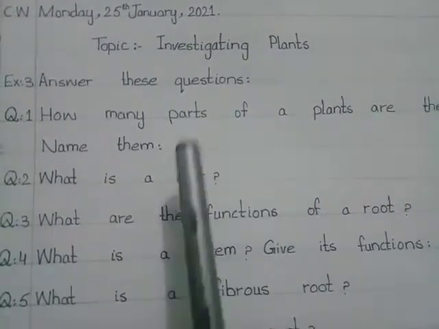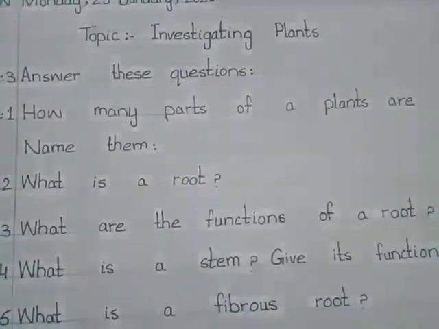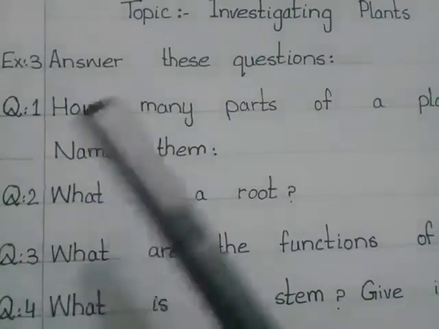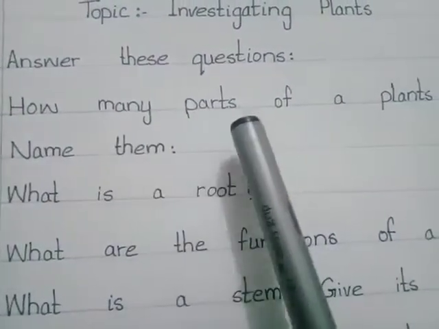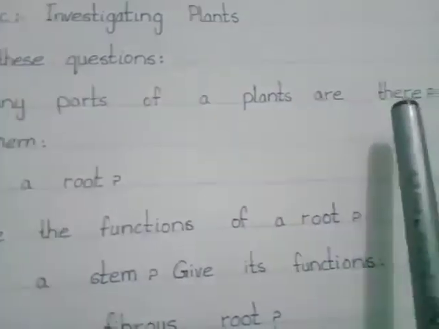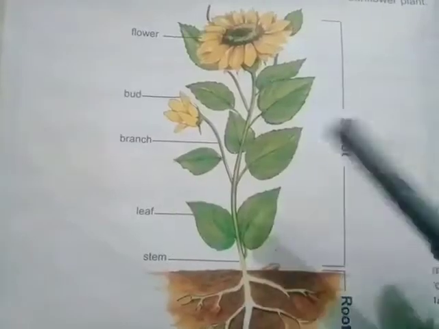Today we will revise the question answers of chapter number 3, Investigating Plants. Exercise number 3: answer these questions. The first question is, how many parts of a plant are there? Name them. Look in this picture.